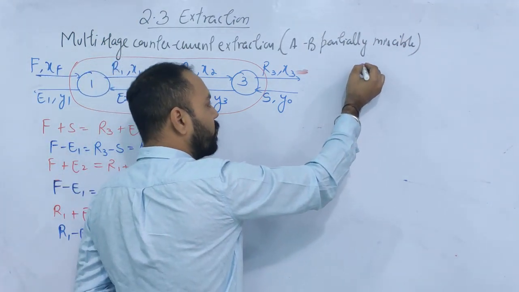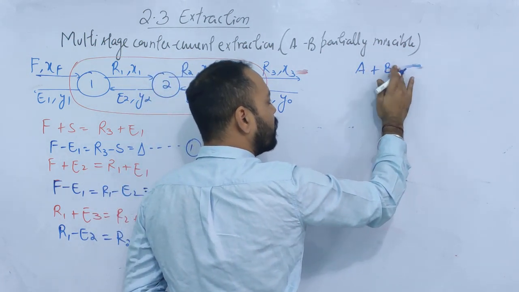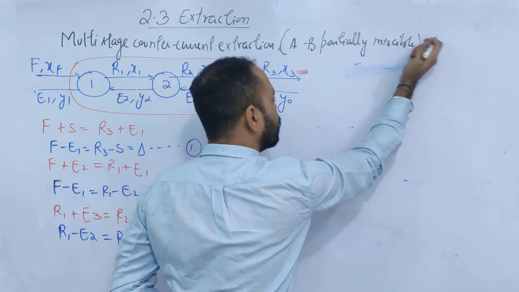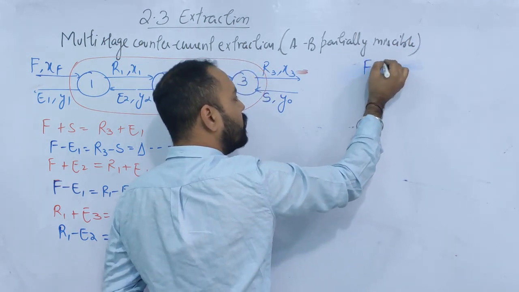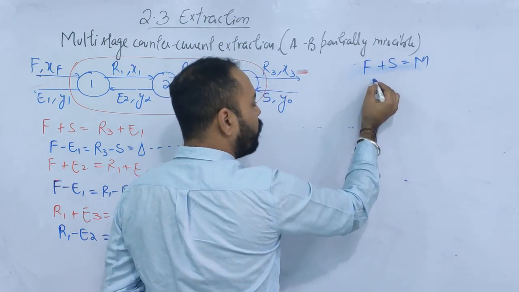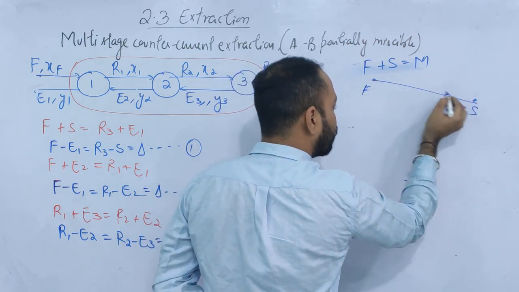Let me also tell you the concept of mixing. When I am writing A plus B giving C, material balance, or F plus S, A, B, C, we are using 4 components. When I am writing F plus S is equal to M, what I told you is that you connect point F and point S, and the point M must lie somewhere here.